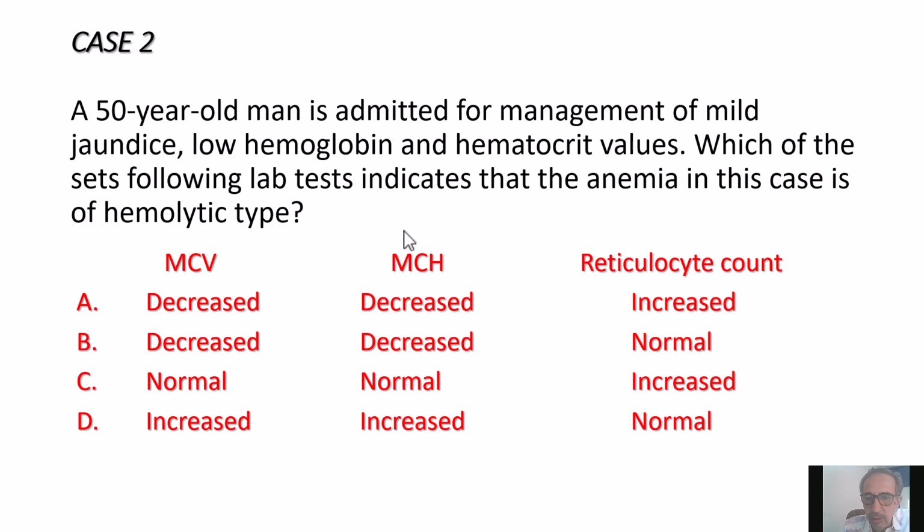MCV normal, MCH normal, reticulocyte count increased. This is typical of hemolytic anemia. So C. MCV increased, MCH increased is not hemolytic, that is macrocytic. So C is the answer. Most of the times hemolytic type is characterized by normal blood indices, but reticulocyte count is increased because of the increased rate of erythropoiesis. The breakdown is more, so there is an attempt to increase the erythropoiesis by erythropoietin secretion. So that will be the answer C.